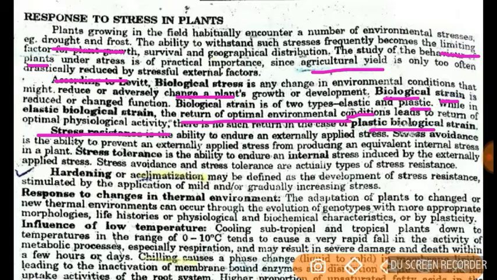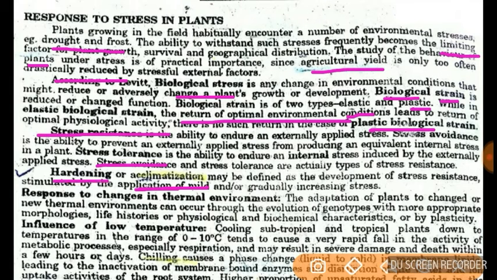There are three terms written here: stress resistance, stress tolerance, and stress avoidance. So there are three words: flight, fear and tolerate. As we see in humans, in the same way plants also adapt these strategies. We will see in detail the very important word, acclimatization. It is known as hardening.